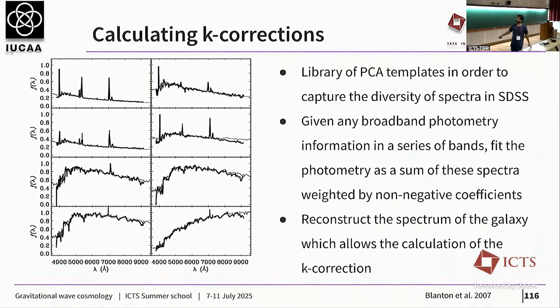No, so what you do is you fit the spectrum of a galaxy by looking at the broadband fluxes, by fitting A times this spectrum plus B times this spectrum and so on. And then you determine the values of A, B, C to reconstruct the spectrum of the galaxy. Once you have reconstructed it, then you calculate the K correction. I think it would be equivalent if you did a K correction for this template, a K correction for that, and then summed it over with the coefficients. It should be equivalent because it's a linear operation.